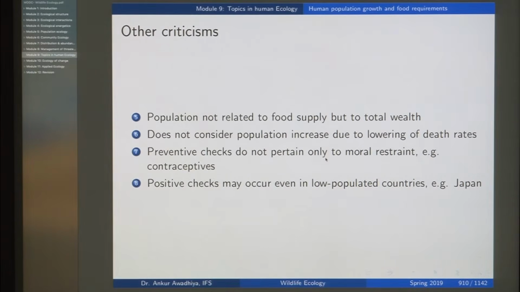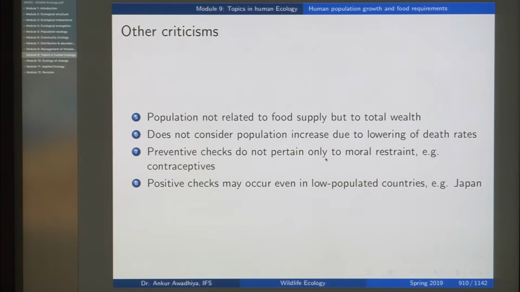The other criticisms are that the population is not actually related to the food supply, but to the total wealth that is available to the population, not just the food supply. Then he does not consider population increase that is due to the lowering of death rates, which has been seen for some time, as our death rates have been going down because of the use of modern medicine and modern technologies.